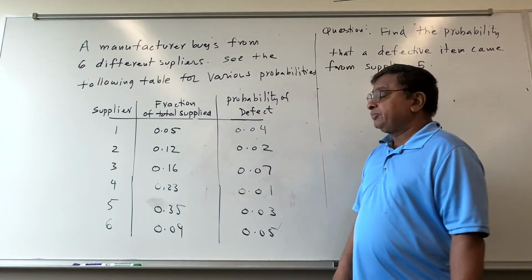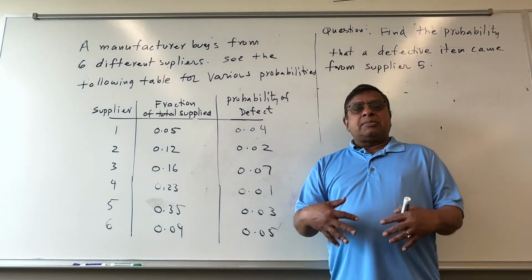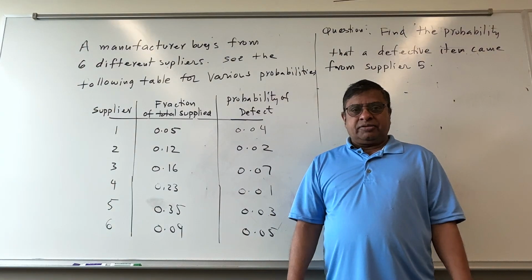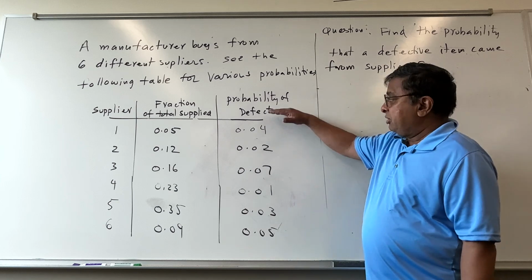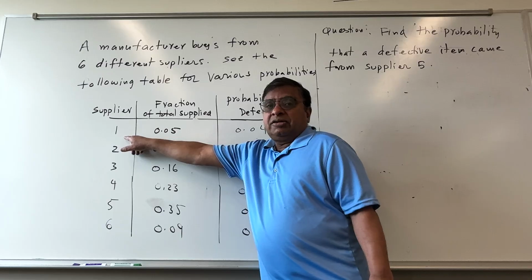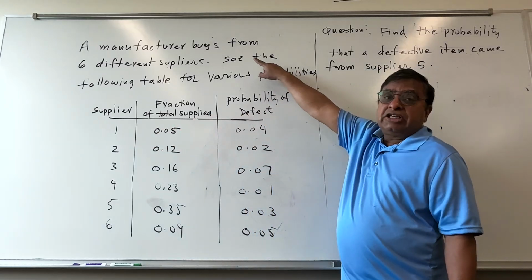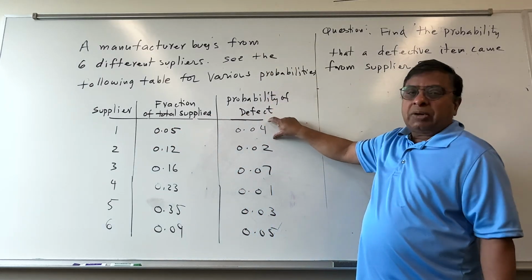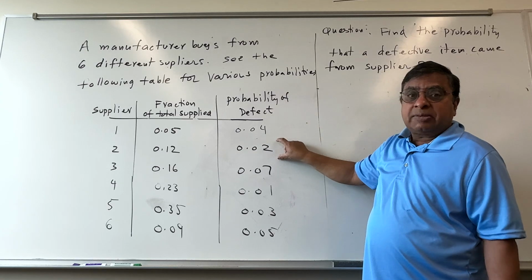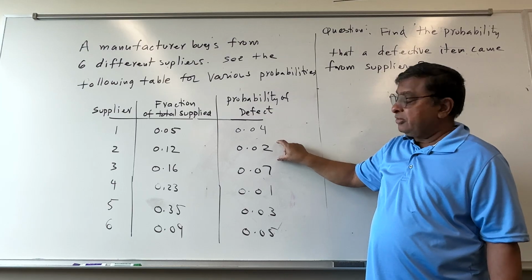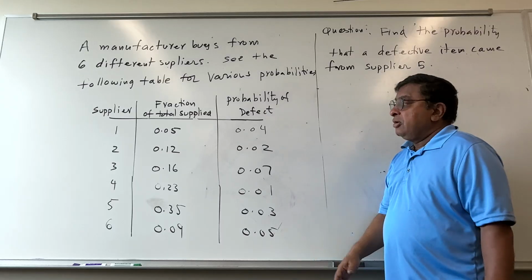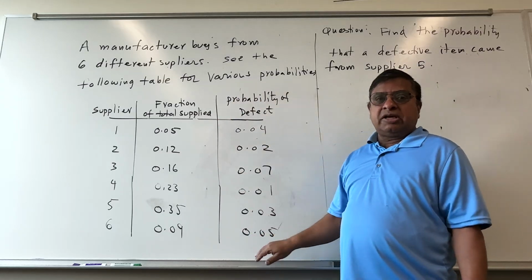Okay, that's one. Now, when somebody supplies material or items, some of them could be defective, right? So the next column tells you from supplier 1, among the items that the manufacturer receives, probably 4% of them are defective. From supplier 2, 2% are defective. Supplier 3, 7% are defective, and so on and so forth. So all this information is given to you in a table.